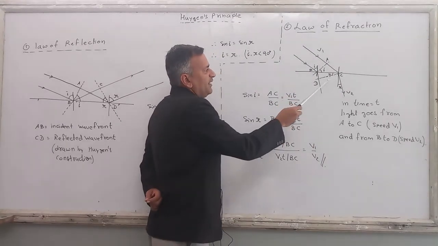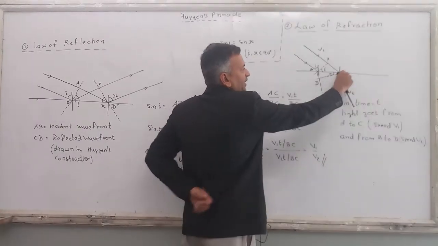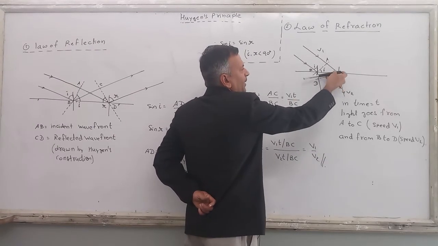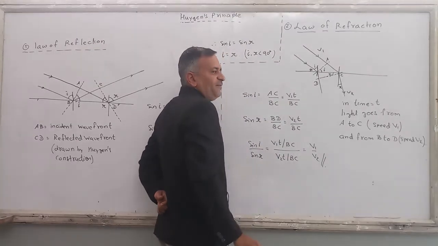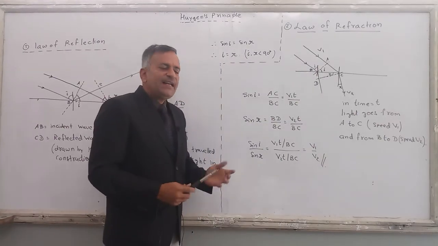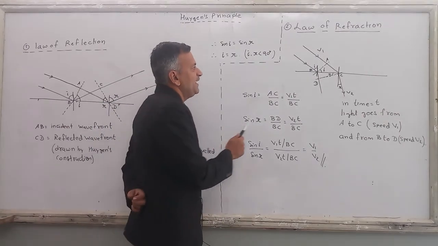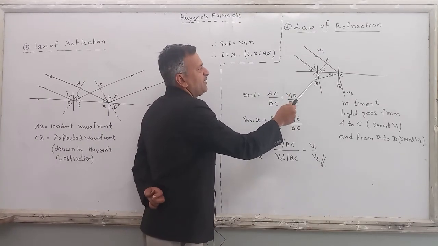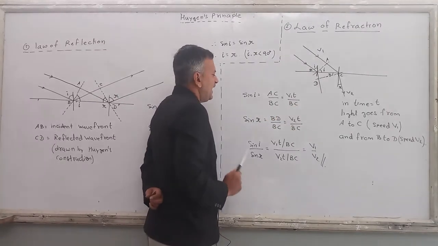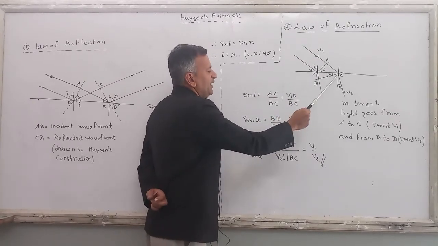In the same way, if I turn the refracted ray by 90 degrees, I will get the wave front. And if I turn the normal by 90 degrees, I will get the refracting surface. So if this angle is R, this angle is also R. Again, in triangles ABC and BCD, sin I in triangle ABC is equal to opposite side AC upon hypotenuse, which is BC, and sin R is opposite side BD upon hypotenuse, that is BC.